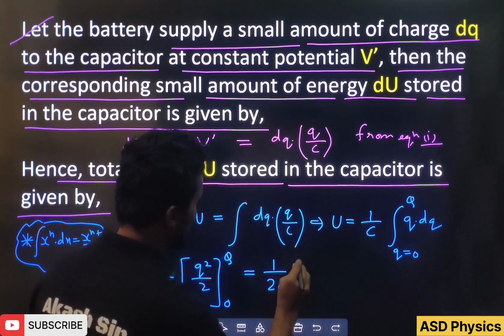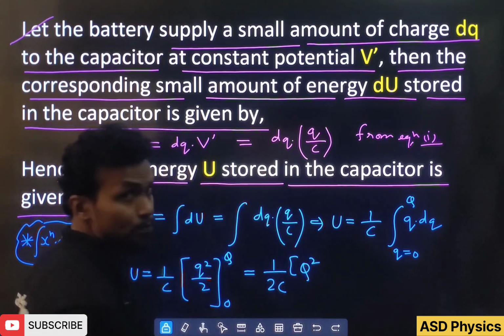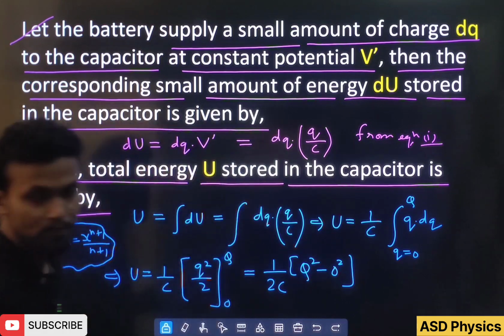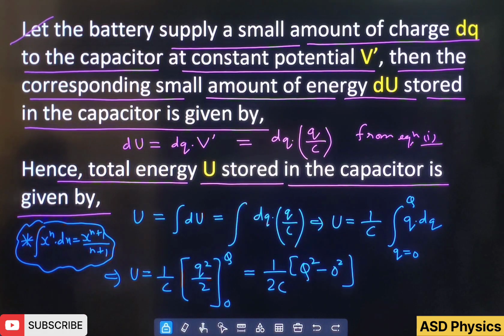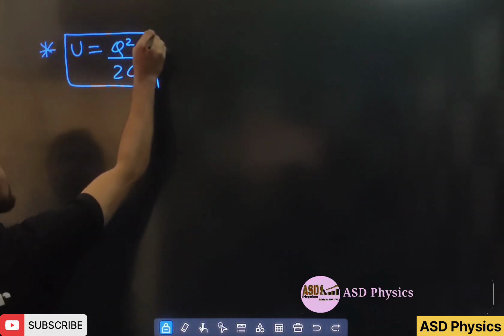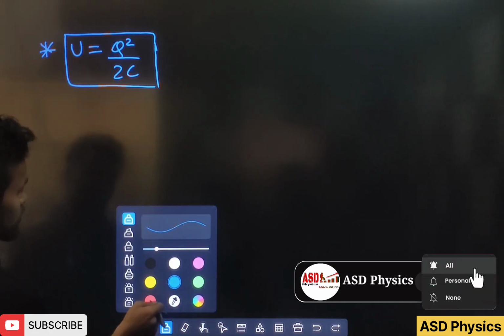Then what can we write here? 1 by 2C. Put the limits, please. First the upper limit Q square, this is the upper limit, minus 0 square. Okay, so students, here you can see very well. Then the energy stored in the capacitor is given by U equal to Q square by 2C. Now this is the energy stored in a capacitor formula. Final energy stored.